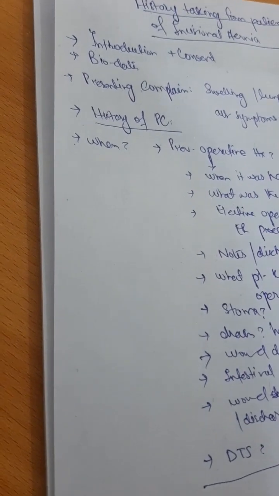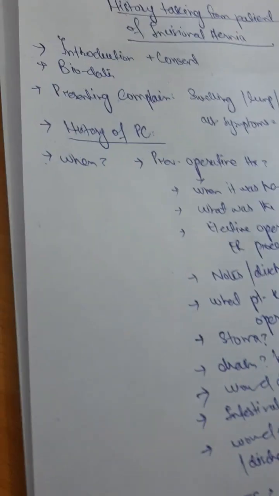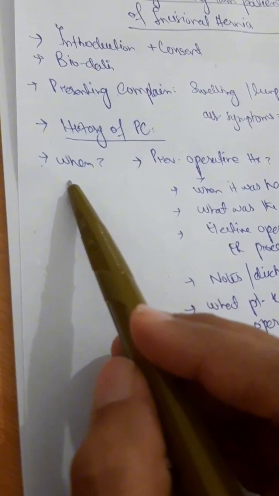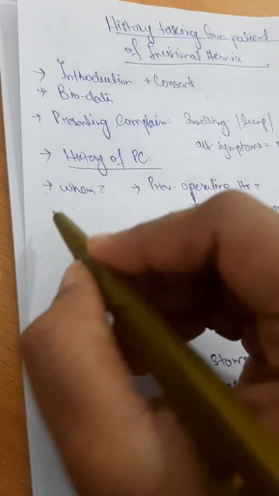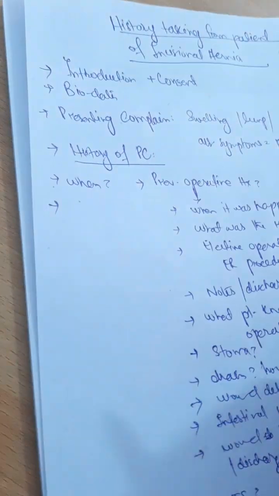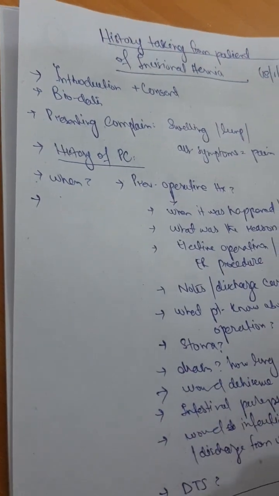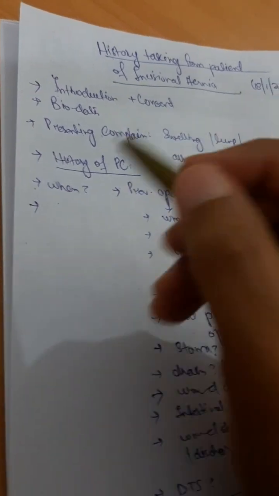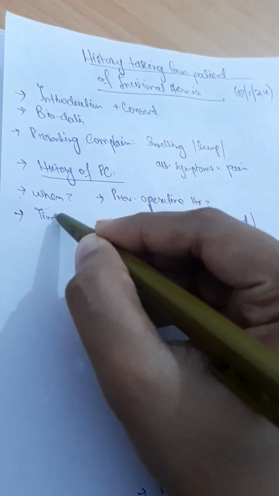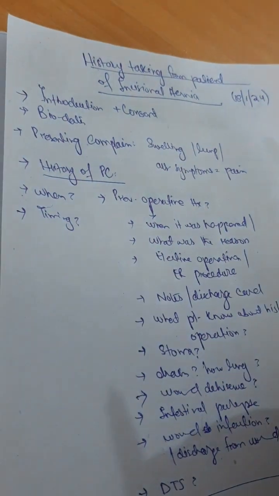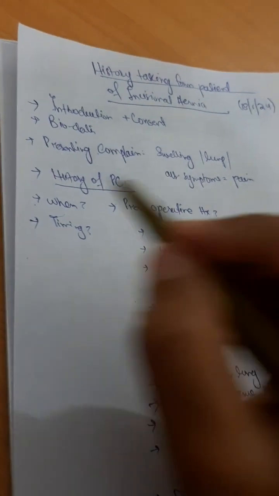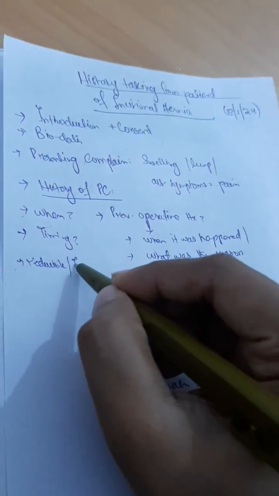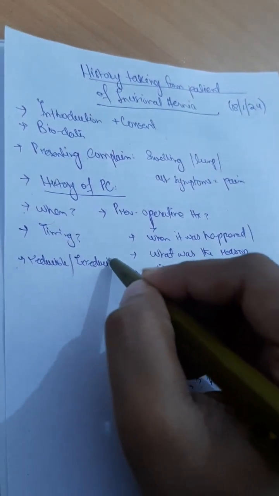So after asking the previous operative history, then ask about when the patient noticed this lump, and after how much time of the previous operation the patient noticed the lump. So this is very important. Okay, is the lump reducible or irreducible?